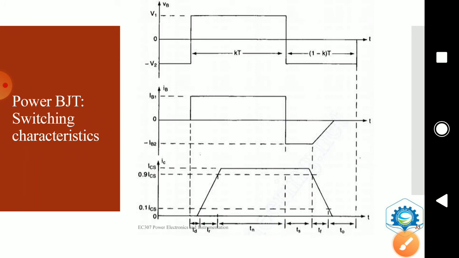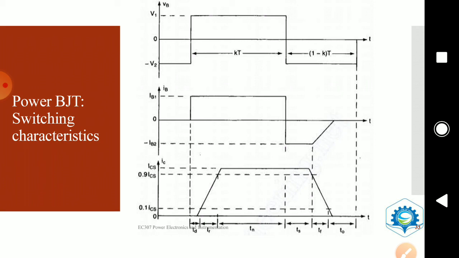This is due to the presence of the stored charges within the particular transistor. Only on removal of the stored charges will the transistor begin to turn off. Now, a particular amount of time is required to remove these charges, and this time is called the storage time TS. The reverse current minus IB2 will help to discharge the base and removes the extra charge from the base.